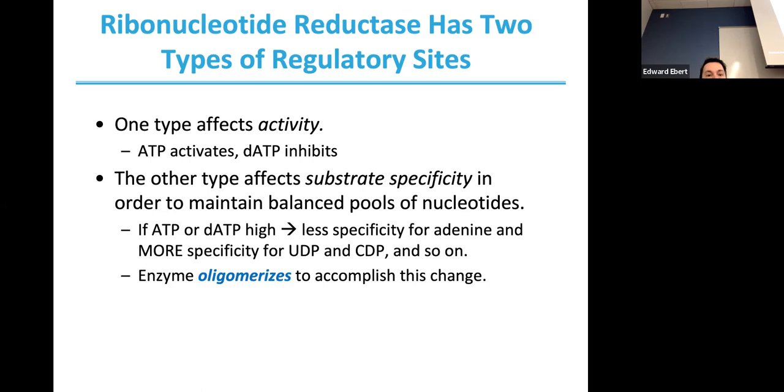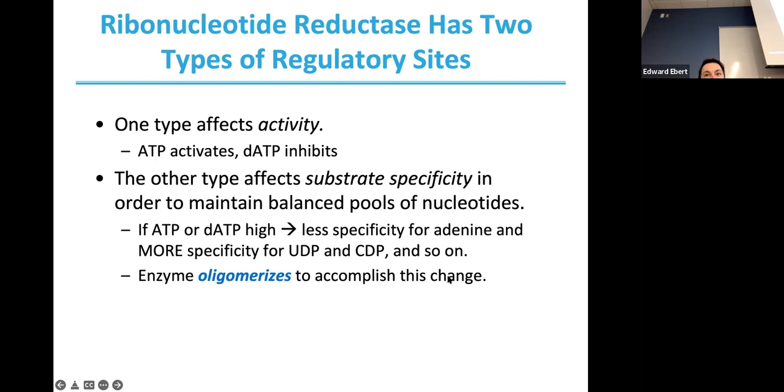Okay. You may see a question about ribonucleotide reductase regulation, because in this chapter everything is going to be focused on regulation. So there are 2 regulatory sites. You normally see something bind here and affect it. Well, we've got 2 spots to affect it. One is going to affect the activity. So if we have lots of ATP, it will bind and affect it. If we have lots of deoxy ATP, it will bind and inhibit it. That's pretty normal.